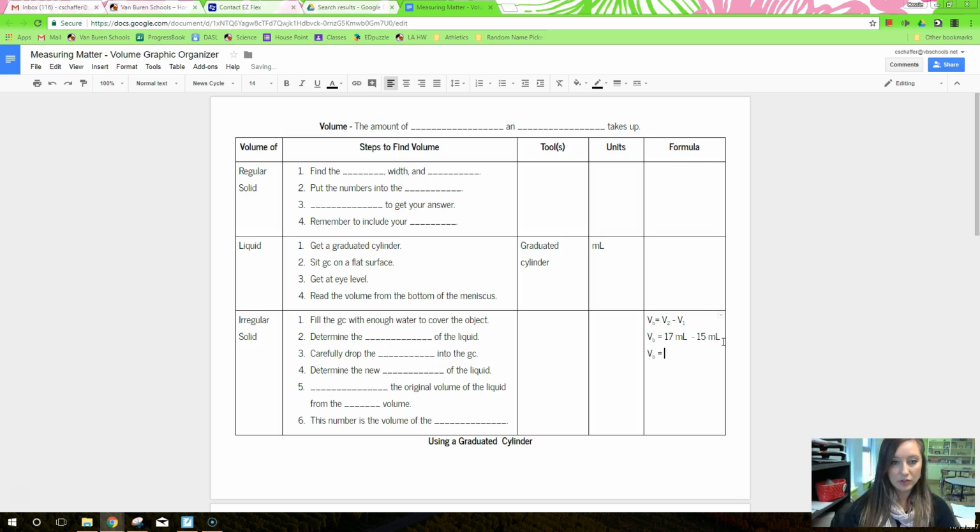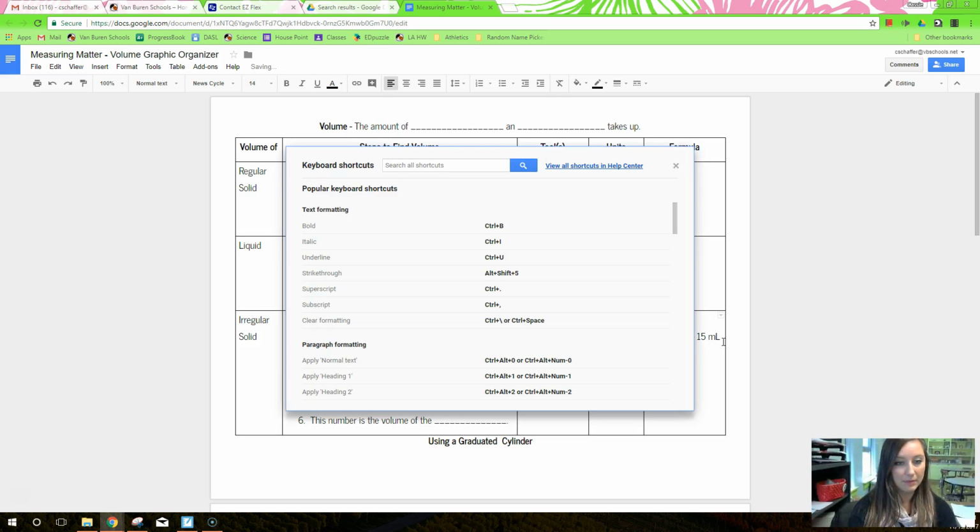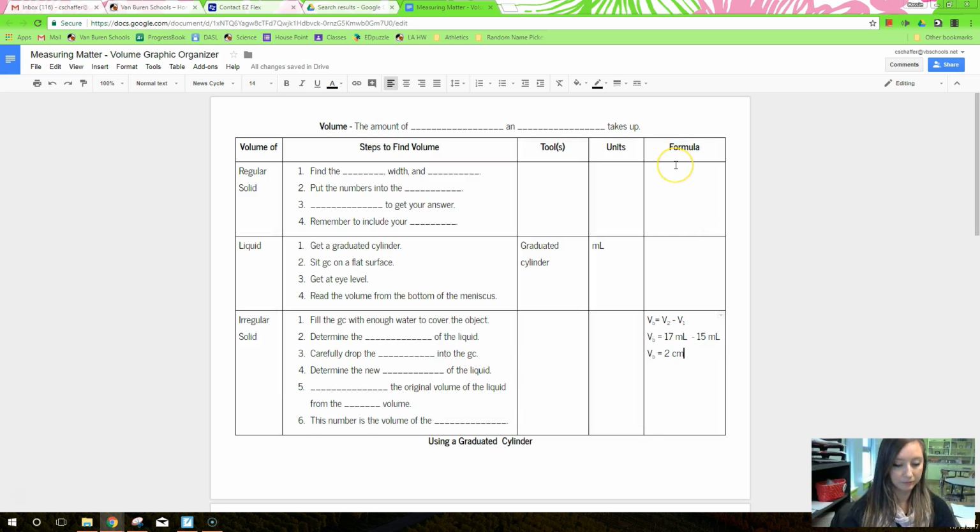17 minus 15 is 2. Now, we know that we use units milliliters for liquid, but we're not actually finding the volume of the liquid now. Once we've subtracted, we found out how much space that marble was actually taking up. So we're talking about a solid. And the units that we use for volume of a solid would be centimeters cubed.